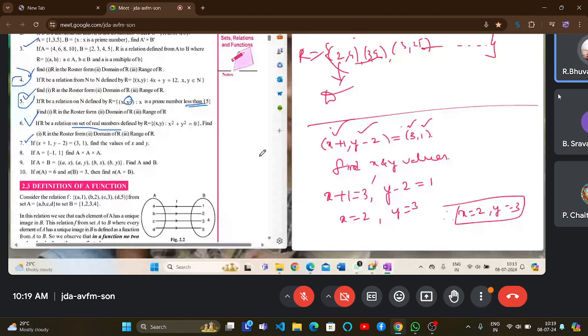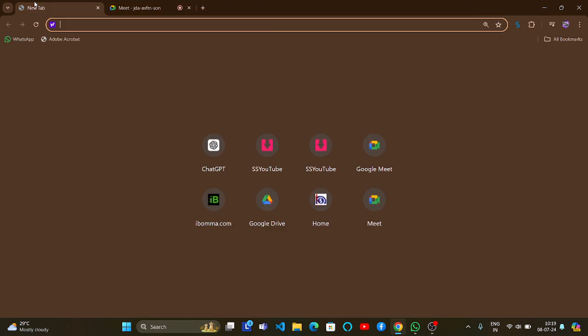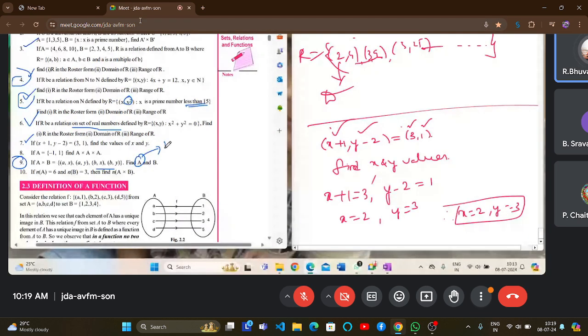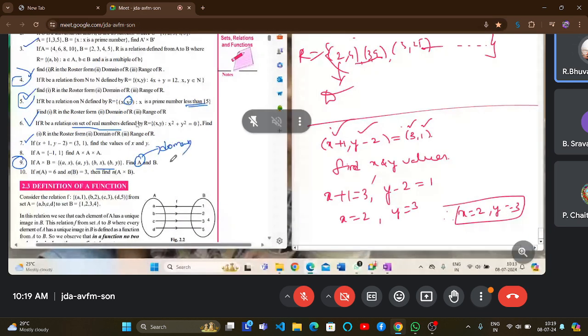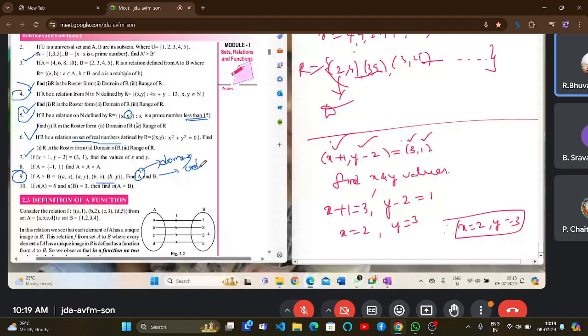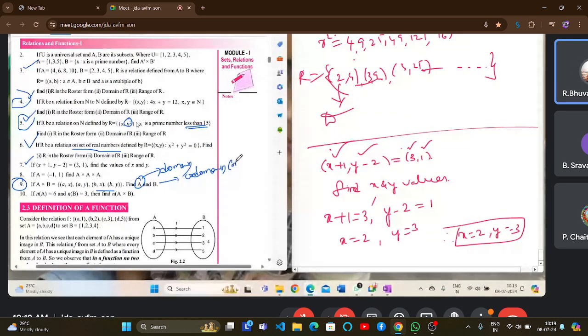And the next, ninth one is, if A cross B equals the given set, find A and B. So the A value and B value: this is the domain, and this is the codomain or range. From this you write the A set and B set. So the A set is the first elements A, A, B, B. Since they repeat twice, the domain is A equals {a, b} and the codomain or range equals {x, y}. Problem over.